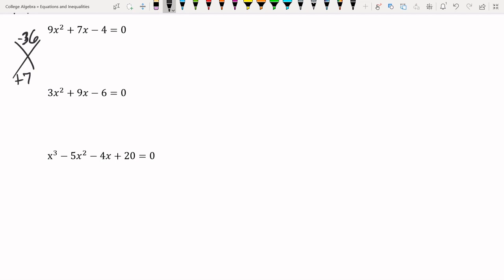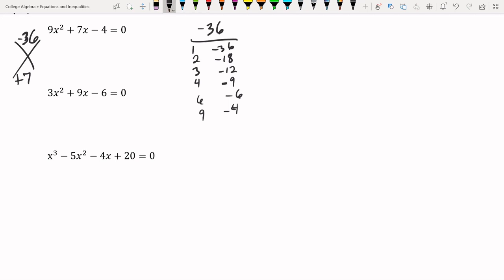12 times 3. If you're unsure, what you could do is take negative 36, find multiples. We have 1 times negative 36, 2 times negative 18, 3 times negative 12, 4 times negative 9, 5 doesn't go in there, 6 times negative 6. Now you see we're going to go backwards. The next one is 9 times negative 4, and so on.